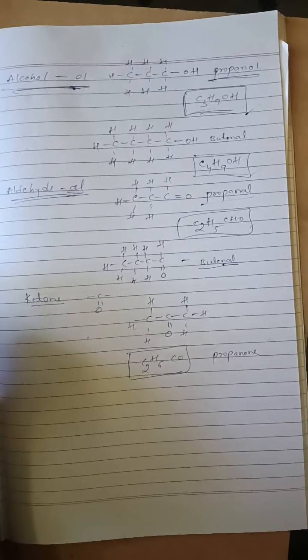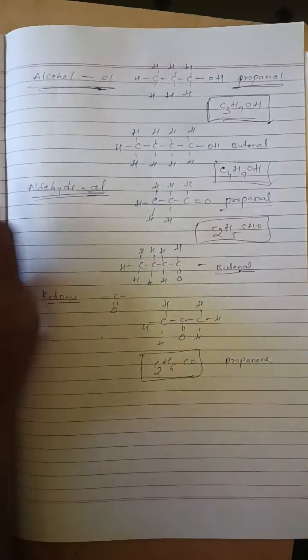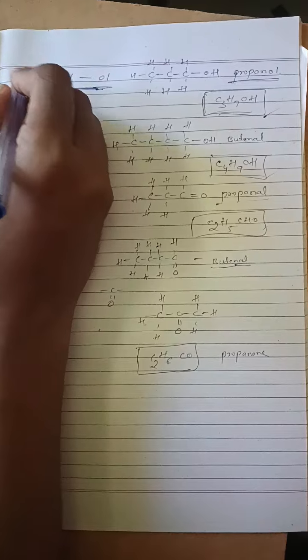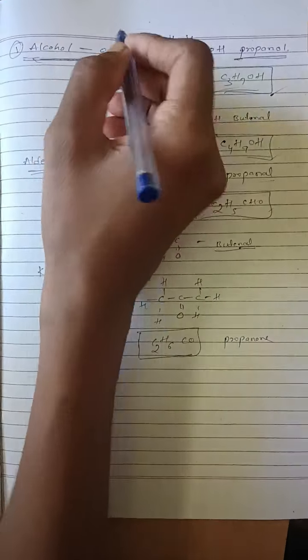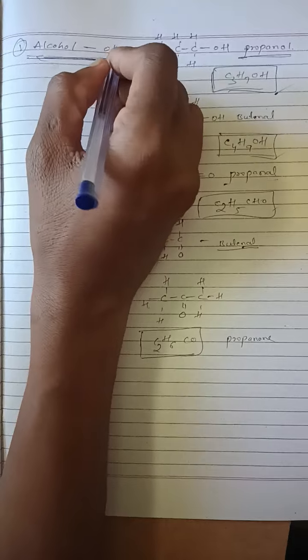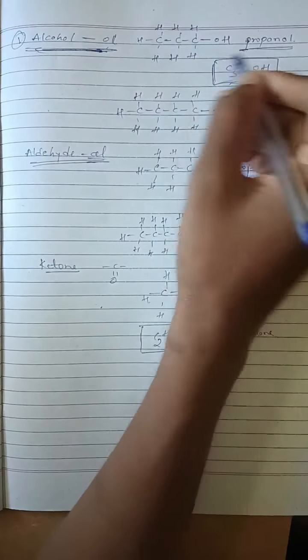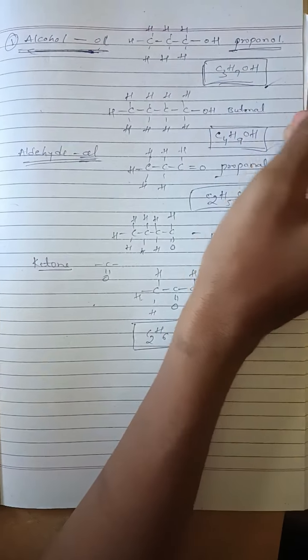In this chapter, functional groups. See, alcohol is one of the functional groups. So the suffix used here is OL. Okay. The first example I am taking here is propanol.